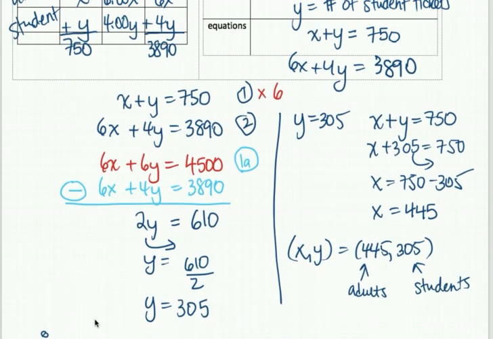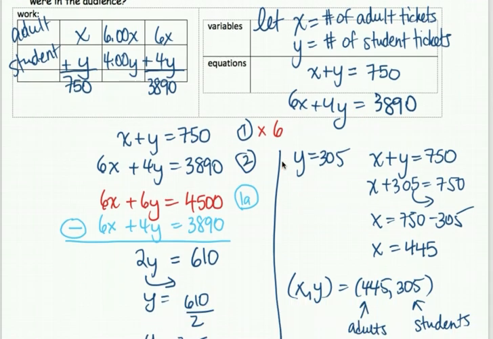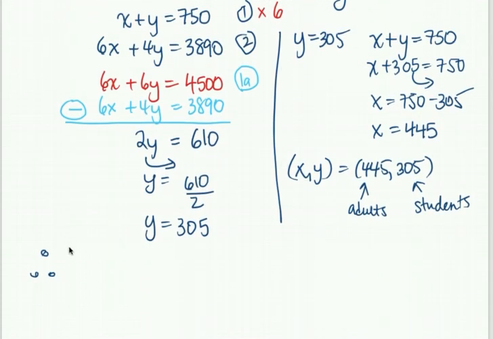So therefore, what did they want? Well, in this case, they just wanted to know how many adults were in the audience, and that's all you can write. If you wrote how many students as well, that's fine. You are just stating everything here, so that's fine. But if you want to write a little bit less, you could just write, therefore, there were 445 adults in the audience.